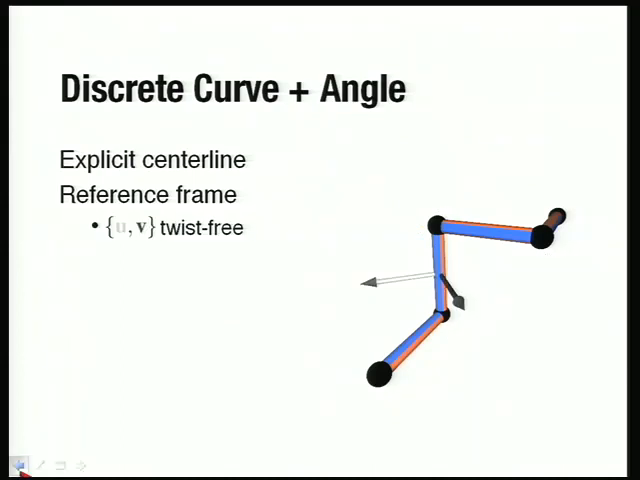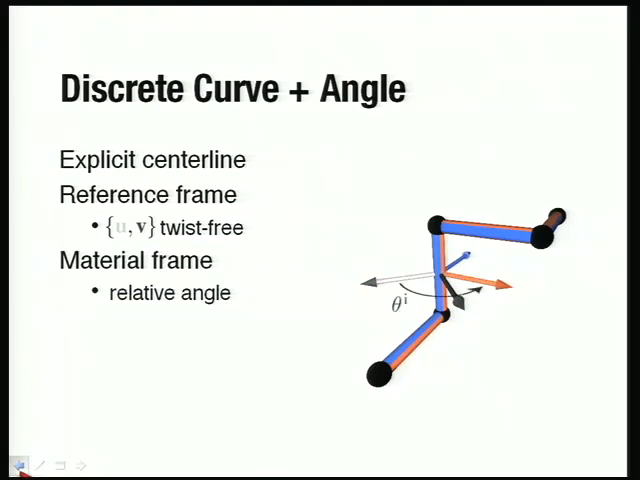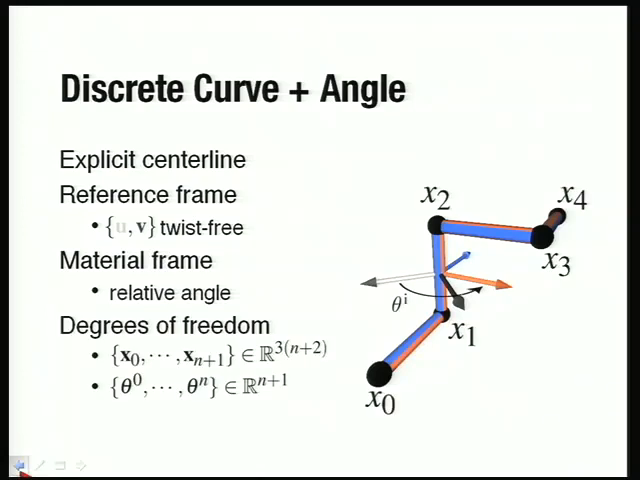And again, we're going to assign the reference frame to be the twist-free frame, now in the discrete case. So once we have this, we can again use a single angle per edge to describe the material frame orientation relative to this reference frame. So here you see the coordinates we use, just the vertex positions and the material frame angles per edge.